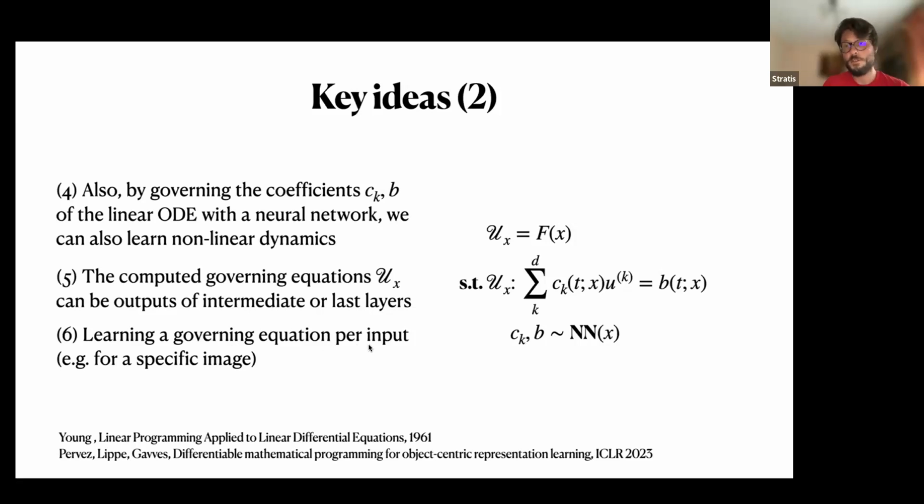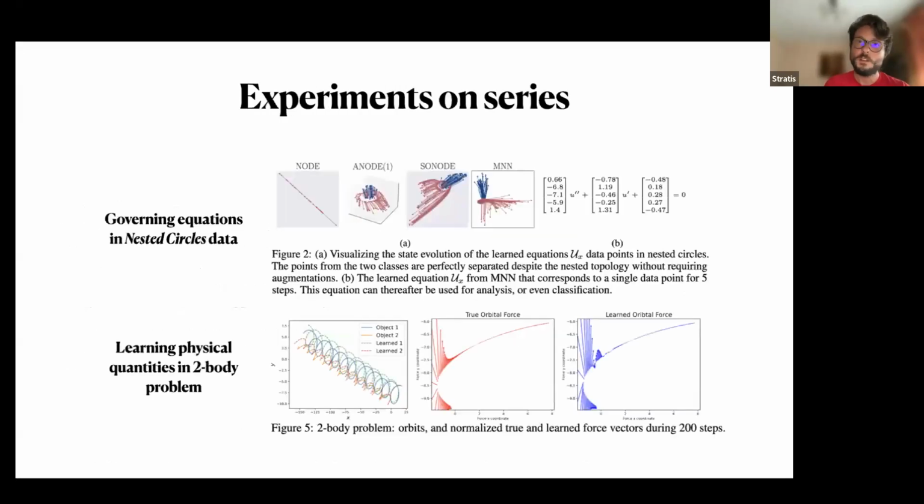Learning a governing equation per input offers an interesting perspective in comparison with neural ODEs. Neural ODEs are learning, let's say, a single ODE that tries to model the data. With our approach, you can say that we're learning infinite ODEs, one per input x. Now, on this work, very quickly, we did experiments on time series.